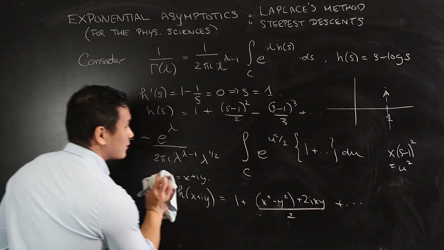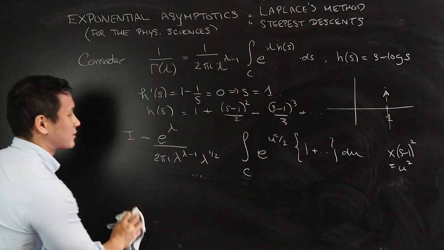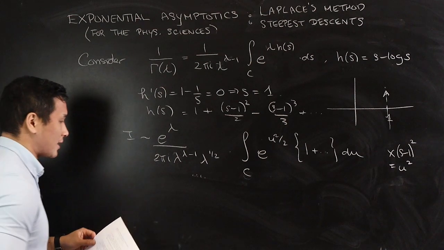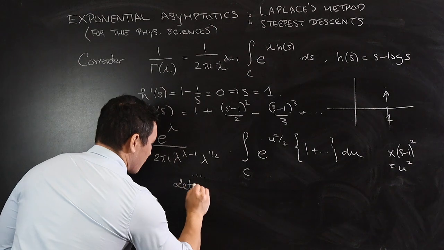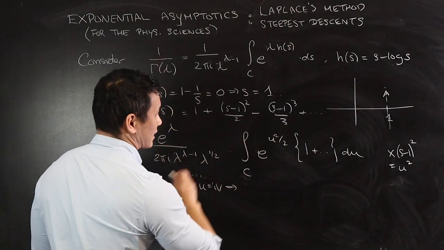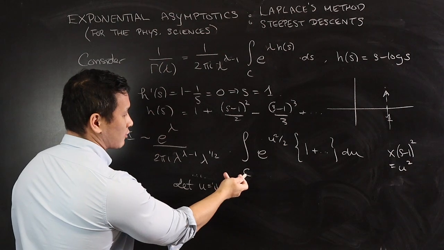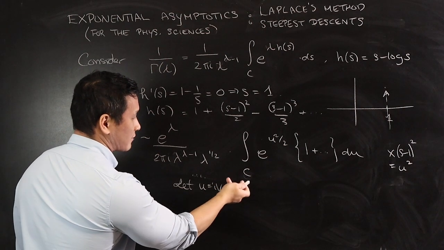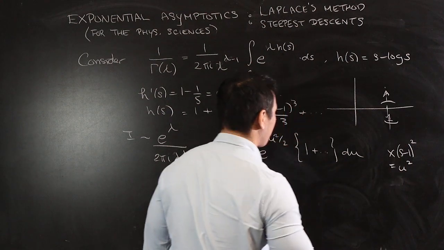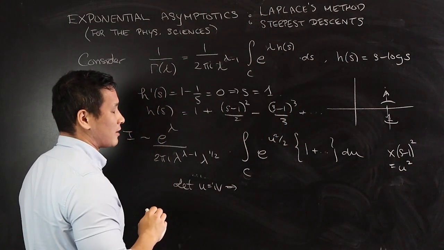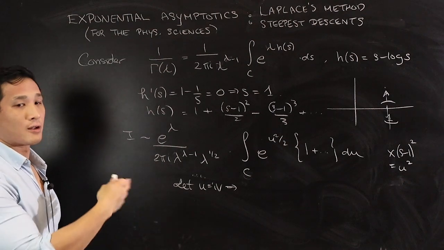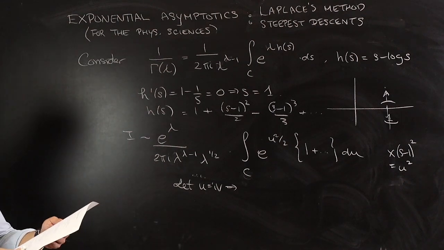Okay? So now I just have to let u equal i times v, and you see this becomes a Gaussian. I extend my integration contour from a little neighborhood around this point to minus infinity and positive infinity, and I get my usual Gaussian function, and then it's all going to come out.